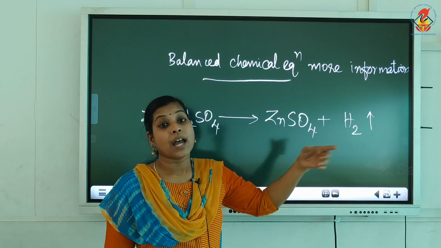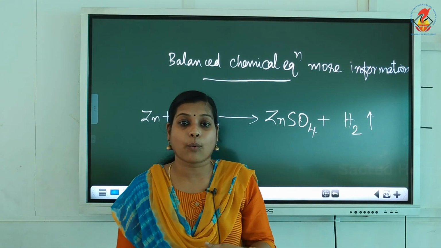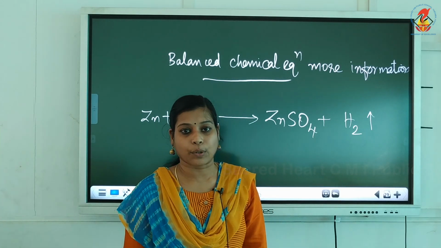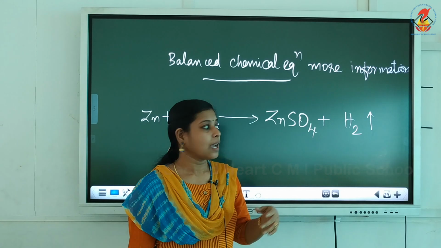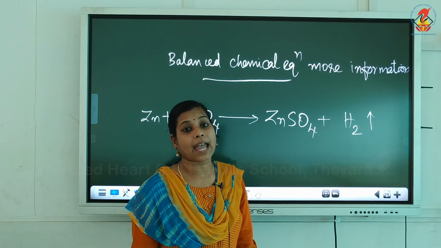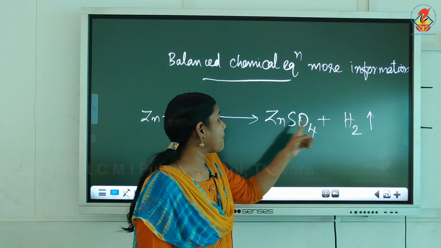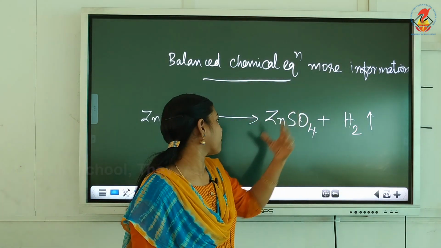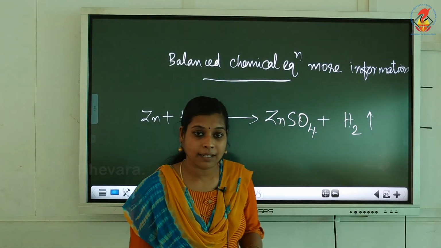To test for hydrogen, we can show a burning matchstick over there. It will produce a popping sound, that you know, that is familiar to you, right? So that evolution of a gas is indicated by an upward arrow. So that upward arrow makes this particular balanced equation more informative, right?